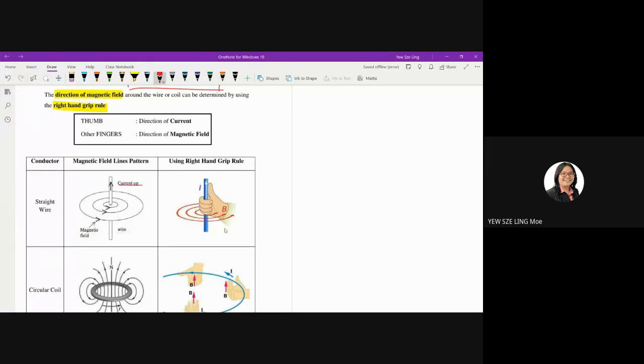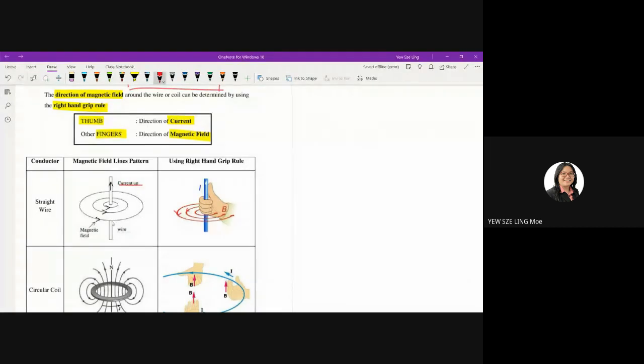You use your right hand, and let your thumb, because the thumb represents the direction of current, point upwards. Then you hold the wire, you grip it, and the other four fingers represent the direction of magnetic field. So if you hold a wire with your thumb facing up, that is the direction. The way your fingers curve will show whether the magnetic field is clockwise or anti-clockwise. It depends on the other four fingers.